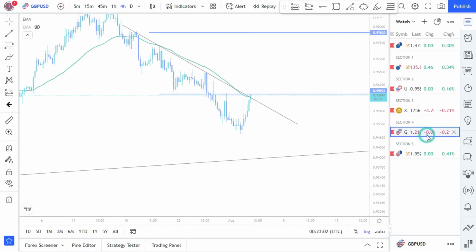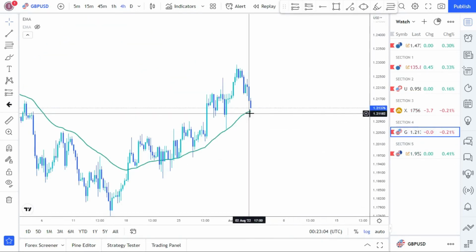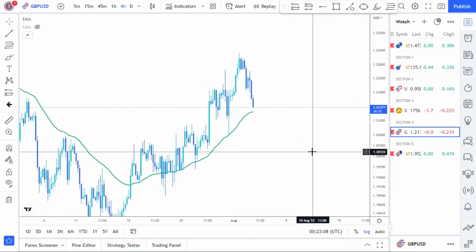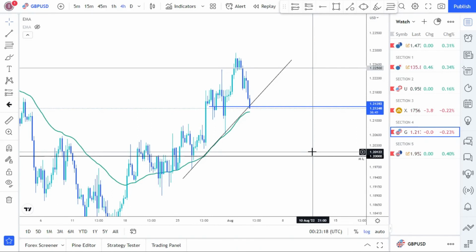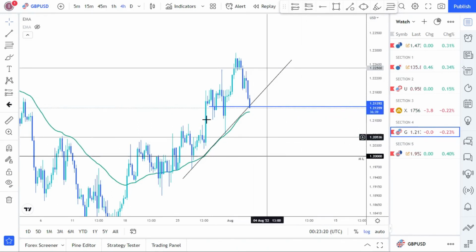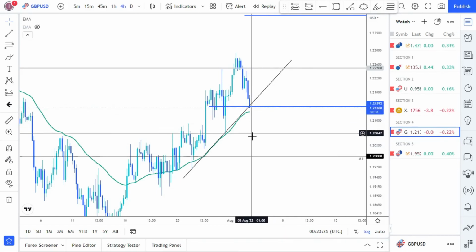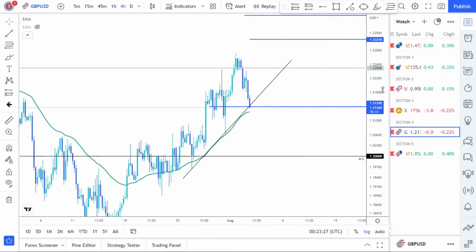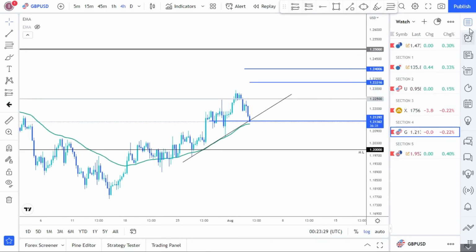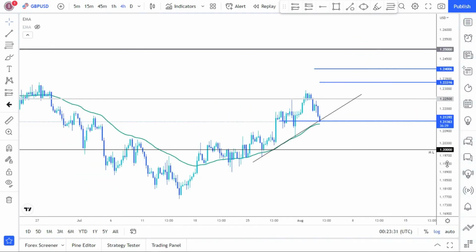Then pound dollar as well. Pound dollar is also retracing. Everything is just retracing. I don't trade retracement. I trade the real move of the market. So I'm always patient. You can see my trend line here. It's clear as day on this level. This is my support level here. So just waiting for tomorrow. We'll see what it does once the market opens. We'll see how it goes.